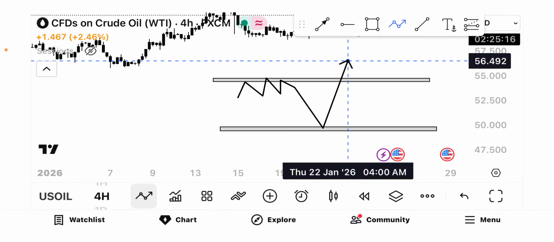Now, when you mark out your resistance and your support, you need to see what price is doing within these two ranges. Is price trying to break beyond the support, or beyond the resistance? Price must do something. Price cannot remain in the zone within the support and resistance. When price breaks the resistance, that tells you price is looking to go upward. If it breaks the support, it's telling you price is looking to go downwards.